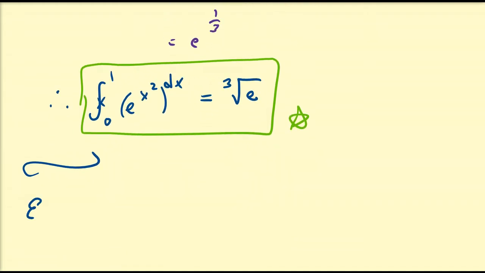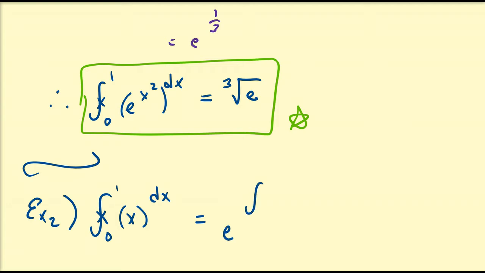Alright, so another example, example 2. Suppose we want to find the product integral from 0 to 1 of x to the dx. Now definitely if you have an exponential underneath, product integrals tend to be straightforward. So let's see how this turns out. Using our connection between product and standard integrals, this is going to be equal to e to the standard integral from 0 to 1 of the natural log of x with respect to x.